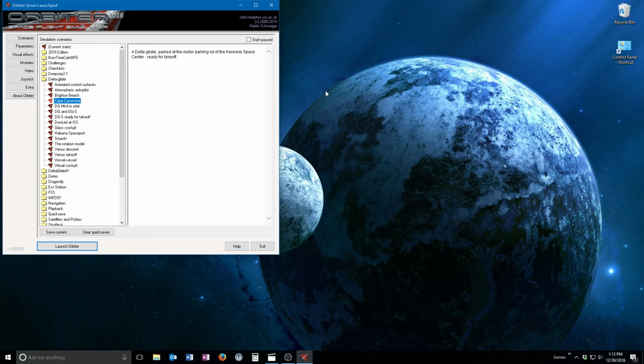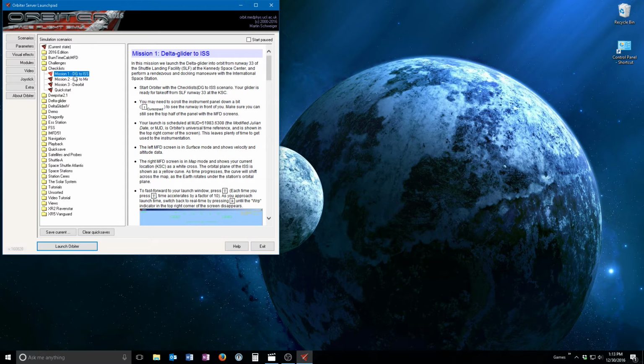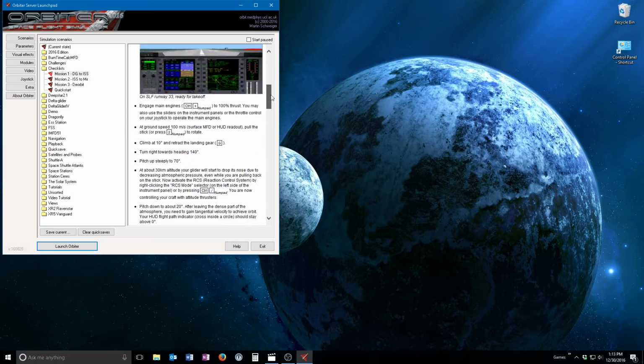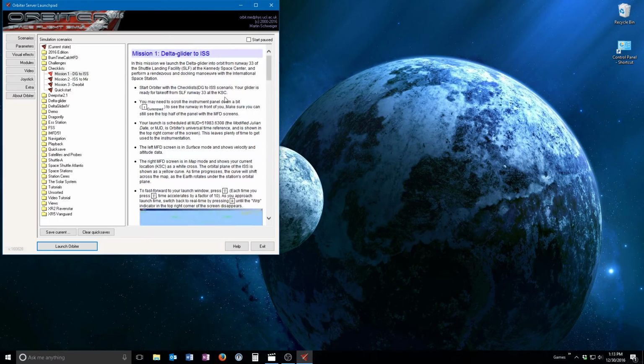If you don't want to mess with the scenario editor, I had totally forgotten about this, but in the checklist folder there is a scenario called Mission 1 DG to ISS. This is probably going to be the best scenario for you to load if you want to practice going to the ISS and following along with our tutorial here. It even has detailed instructions here in the scenario description that you could follow along.